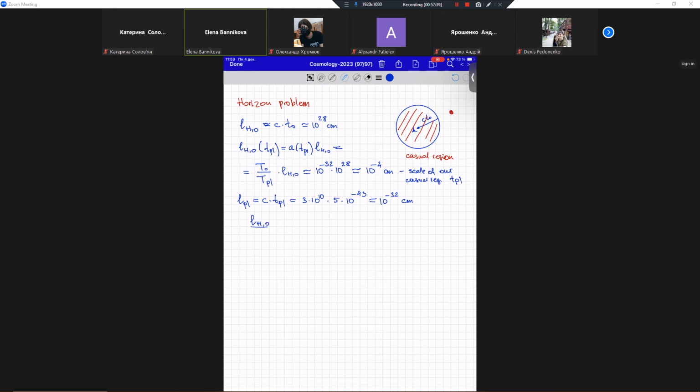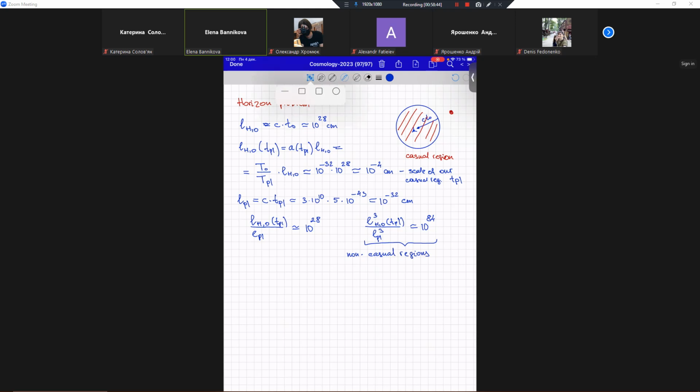What we obtained? If we find the ratio, it is approximately 10^28. Or if we now find the ratio of the volume, we just need to cube it. It will be 10^4. So what does it mean? It means that if we consider the Planck scale, we will have this number of non-causal regions.